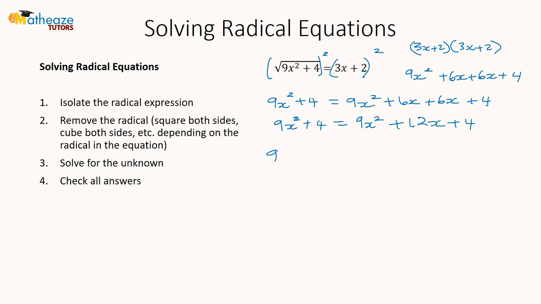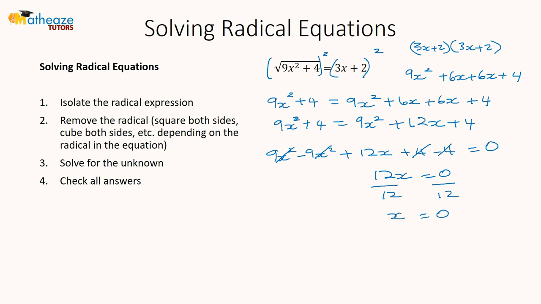So we have 9x squared minus 9x squared plus 12x plus 4 minus 4 equal to 0. This is going to cross out, and this is going to cross out. So 12x equal to 0. Divide by 12, so x is equal to 0. Let's plug it back in. 0 plus 4, the square root of 4 is 2, so we can get a reasonable value here.